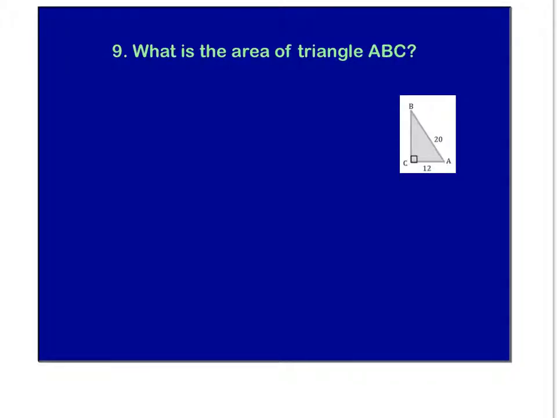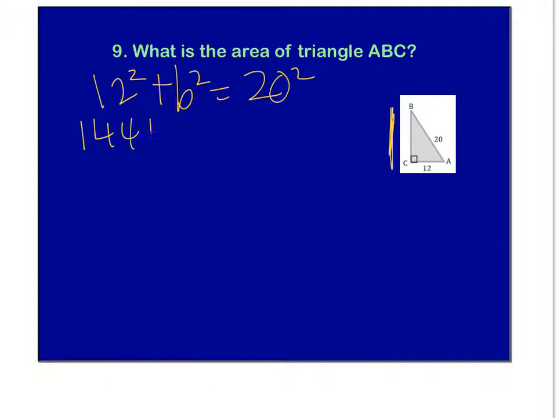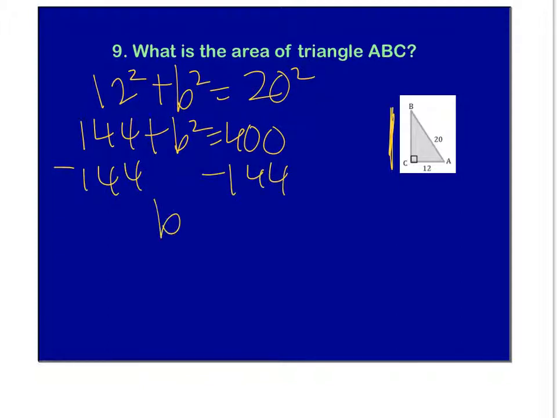So what's the area of this thing? Well, to figure out the area of this, the first thing I need to do is figure out this height right here. So I need to use Pythagorean theorem, so I'm going to go 12 squared plus b squared equals 20 squared to figure out what b is. So that's 144 plus b squared equals 400. So subtract. B squared is going to be equal to 256. So the square root of that is going to be 16. So that means the height of this thing is 16.